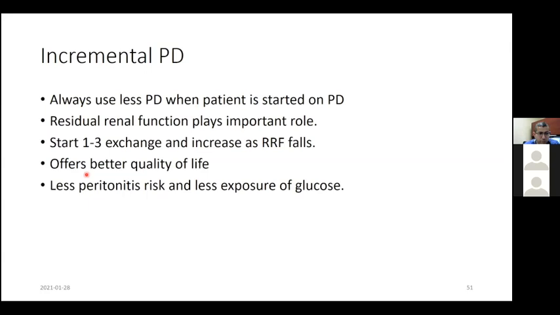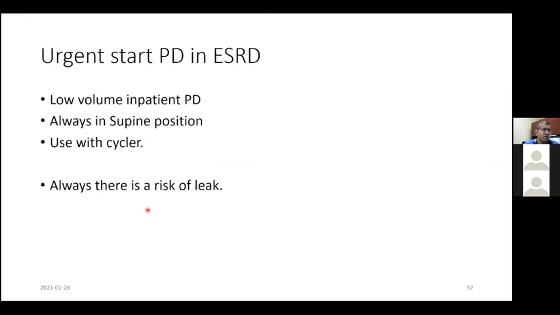So now we're switching gears, and when do you do an urgent start in PD? You can do it with bedside catheters or IR catheters, but usually you want to wait 2 to 4 weeks when your catheter is inserted by the OR. If you want to start immediately, you start with low volume, always in the supine position, okay? Because if you put a patient in a sitting or standing position, the pressure is up and it will not allow the catheter to heal. Start and use it with the cycler because you can't use CAPD here. There's always a risk of leak, so be careful about that.